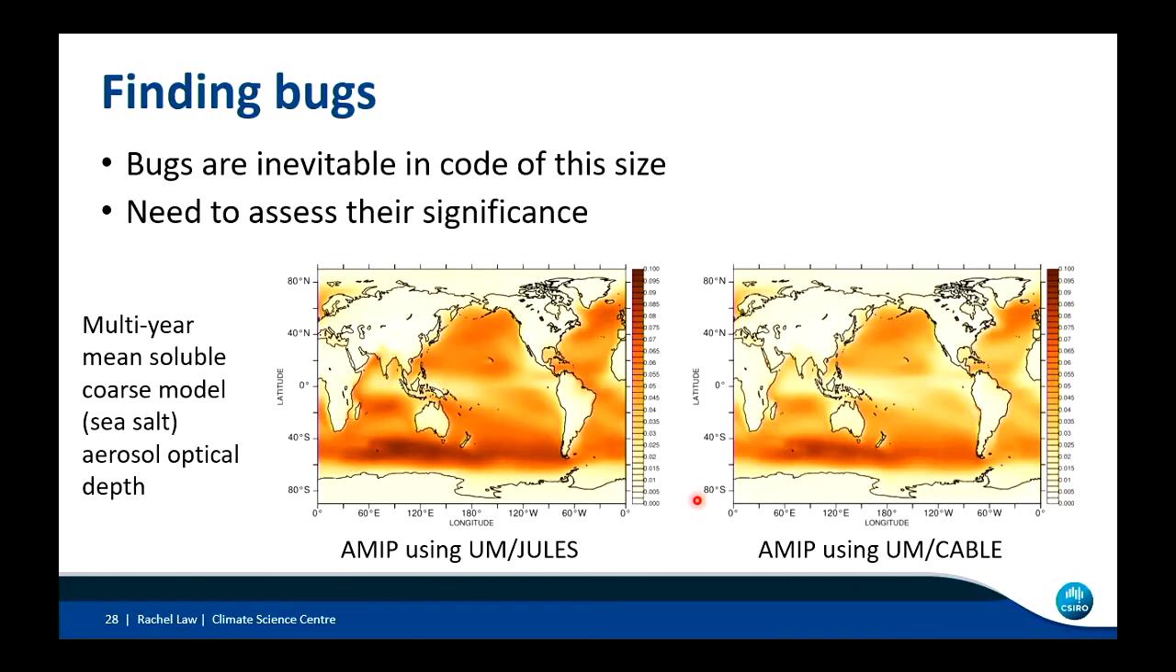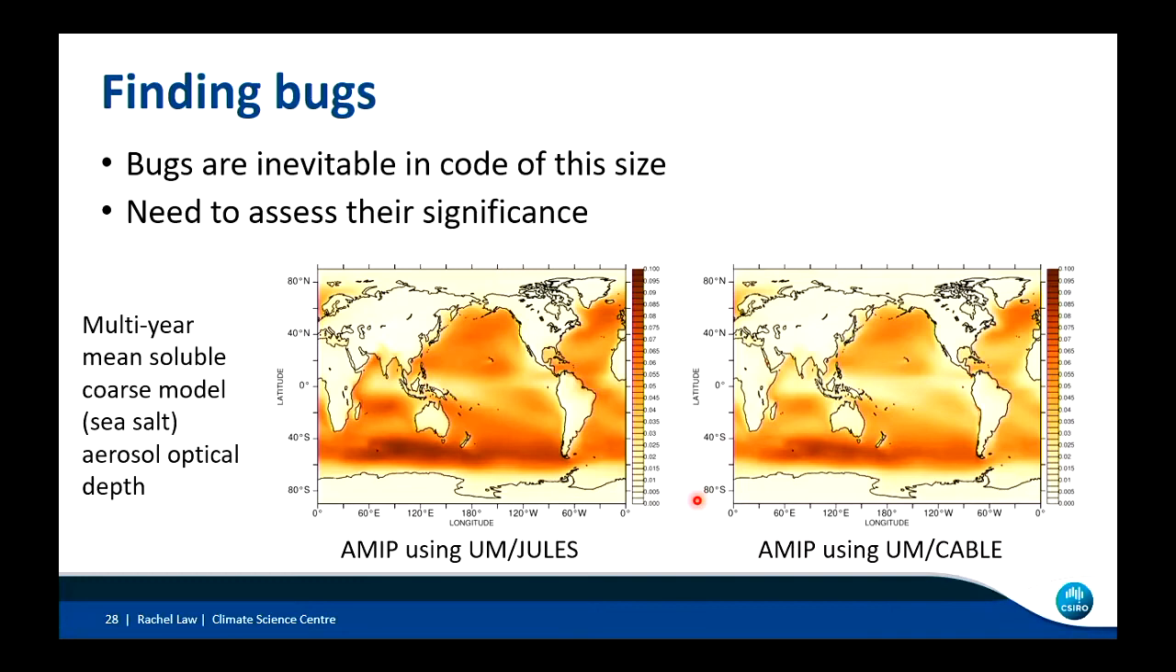Okay, this is taking me longer than I'd expected. I really just wanted to talk about finding bugs, because bugs are inevitable in code of this size, and it's really important that we face up to that and assess their significance. So this is the bug that stopped our CMIP6 runs with CM2. There are two runs here, and this was what led us to find this.